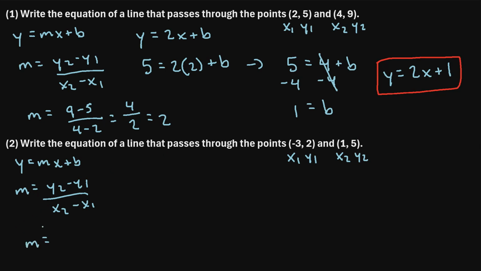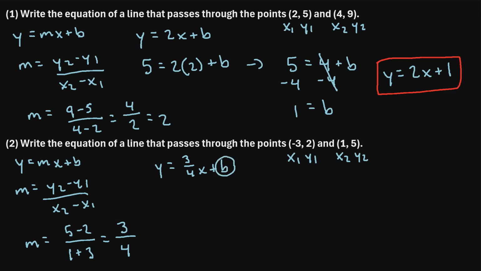So we get m is equal to y2 minus y1, so that's 5 minus 2, over x2 minus x1, so that's 1 minus a -3. When we subtract a negative value, that's the same as adding. So that's really the same as 1 plus 3. So we get 5 minus 2 is 3, over 1 plus 3 is 4. So the slope of our line is 3/4. So we know that our line will be written in the form y equals 3/4 x plus b.